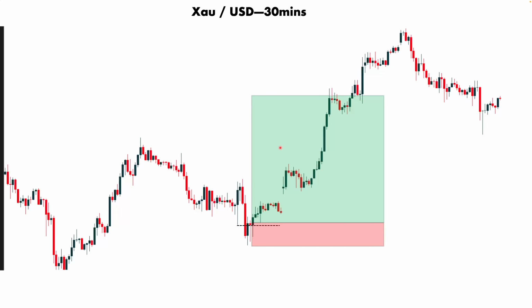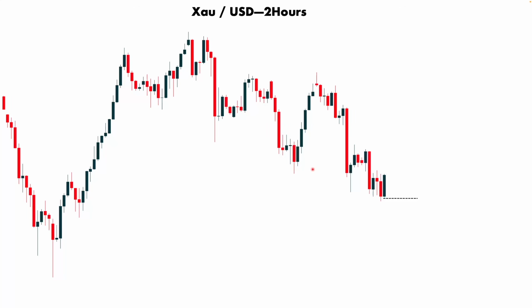So let's look at another example. We have gold on the 2 hours time frame. We have a bullish engulfing candlestick, and then we are looking for price to at least trade below and then move to the upside.